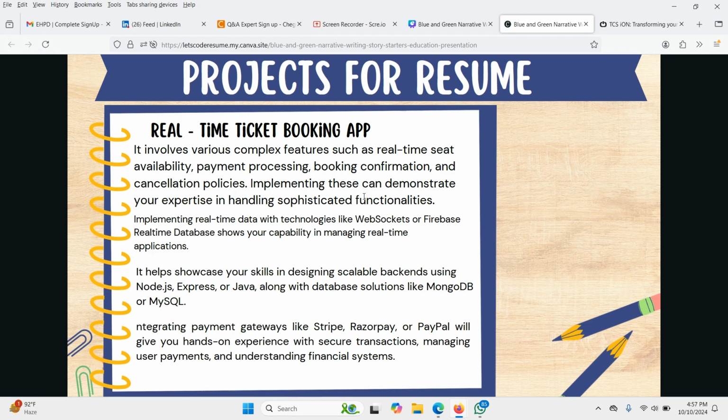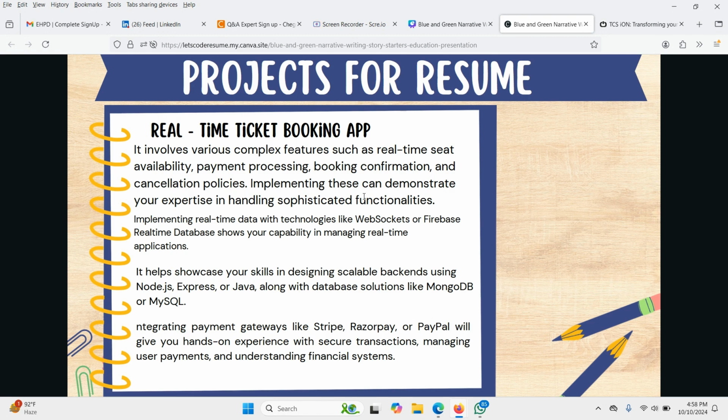Next, it helps to showcase your skills in designing scalable backends using Node.js and Express.js or Java, along with a database solution like MongoDB or MySQL. Next, you can integrate payment gateways like Stripe, Razorpay, and PayPal, which will give you hands-on experience with secure transactions, managing user payments, and understanding the financial system.